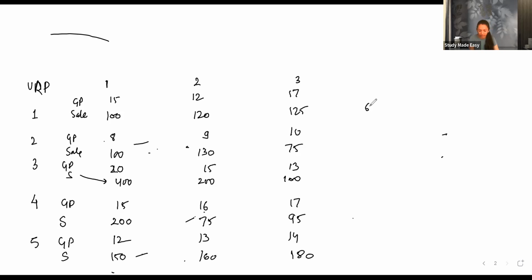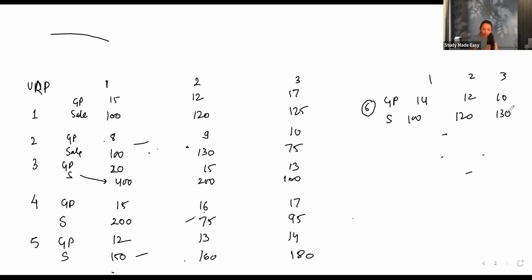Year 6th GP, sales. Year 1, year 2, year 3. It is coming to be 14, 12, 10. Randomly I am taking 100 crore, 120, 130. Okay, 6 observations I have given. Multiple year data has been given.